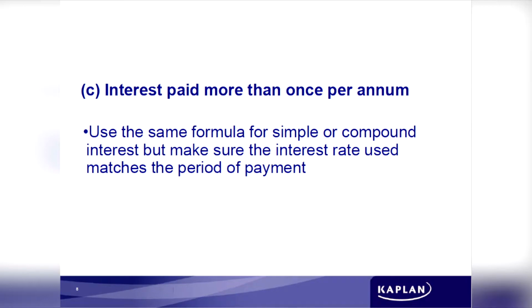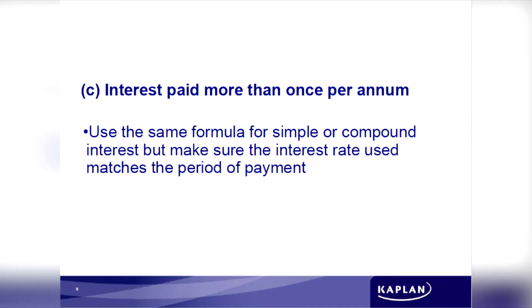If you've got interest which is paid more than once per annum, you use the same formula, S equals x multiplied by 1 plus r to the power of n. But make sure that the interest rate used matches the period of payment. So if you're paying monthly, that means n equals 12. So you must also divide the annual rate of interest that you are given. Let's say your annual rate of interest is 12%.